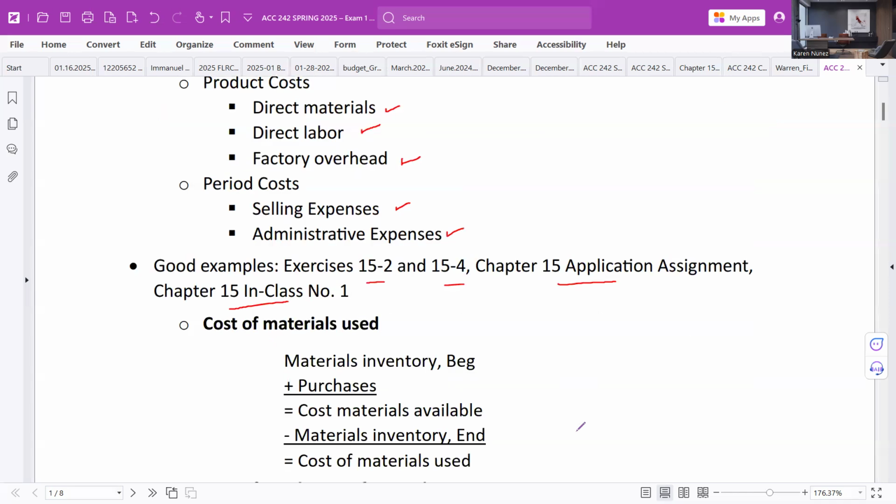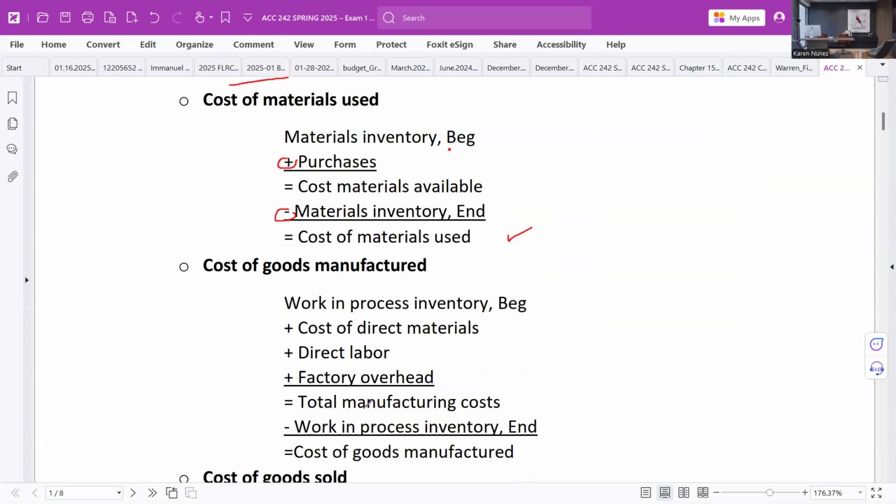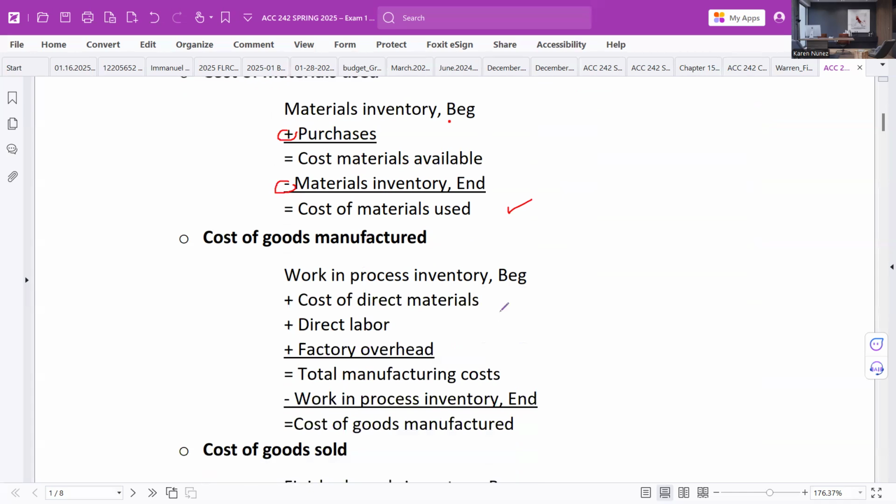So you also, in chapter 15, need to be able to calculate the cost of the materials used. Very simply, that is the beginning materials inventory plus the purchases, right? That gives you what's available. Subtract the ending materials inventory, and you've got the cost of materials used. You also need to be able to calculate the cost of goods manufactured. That's the work in process at the beginning of the period, plus the direct materials, plus the direct labor, plus the overhead. That gives you total manufacturing costs. Subtract the work in process at the end of the period, and you've got the cost of goods manufactured.